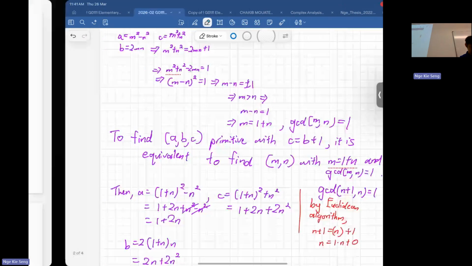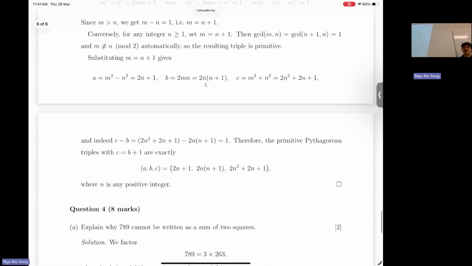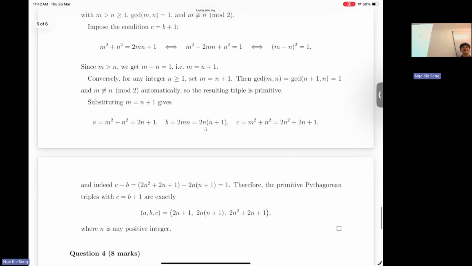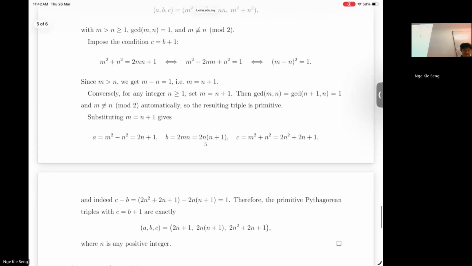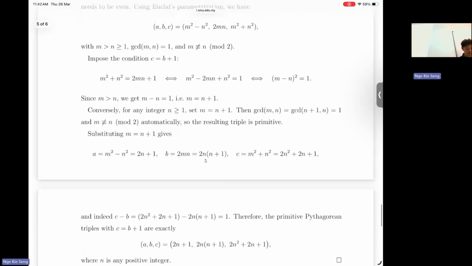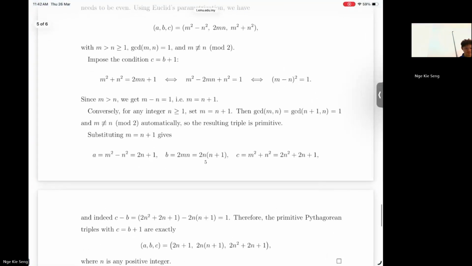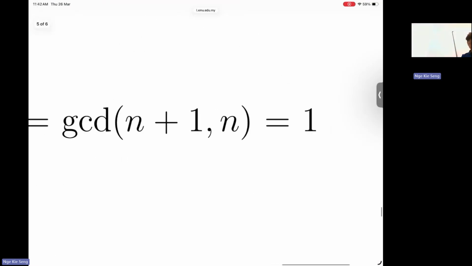Okay, any questions so far? Any question? No? We almost hit all the points, we just need to put things together. And just now we explained this step: why is it so? We use the Euclidean algorithm.